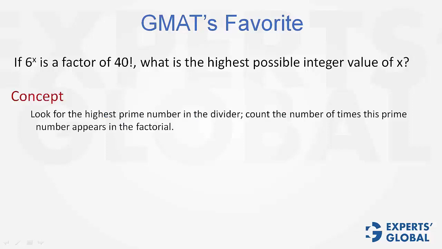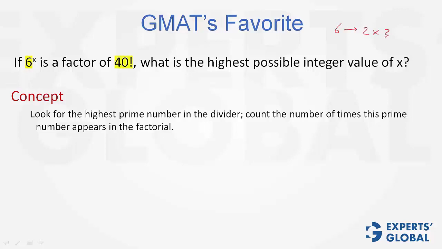Here are the steps. Look for the highest prime number in the divisor. Count the number of times this prime number appears in the factorial. So, if you are finding the highest power of 6 in 40 factorial, it's not about 6 so much. It is about 6 being 2 times 3.